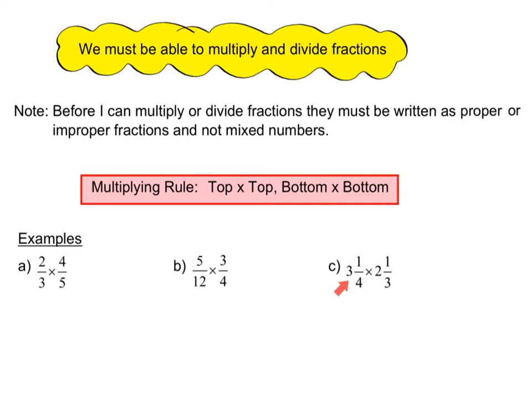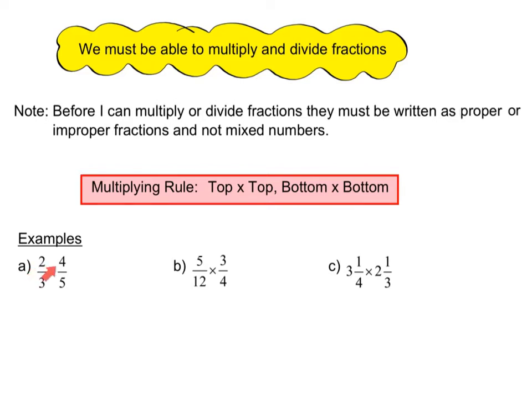So there'll be another step I'll need to do here at the start to turn both of these mixed numbers into improper fractions. Now the rule we use for multiplying fractions is quite straightforward. It's probably one of the easiest things to do. It's simply top times top, bottom times bottom. So let's look at example A here. I've got 2/3 times 4/5.